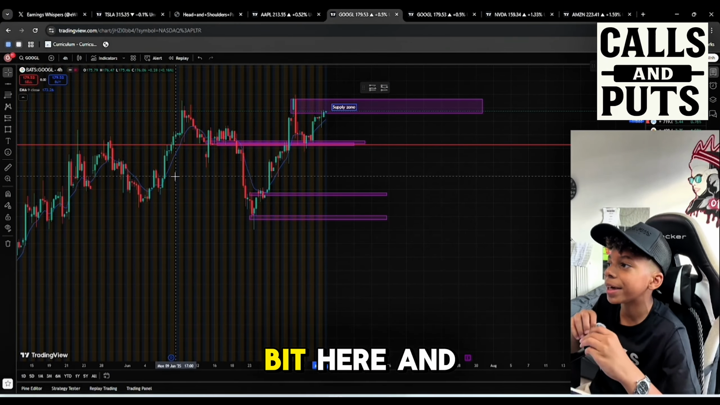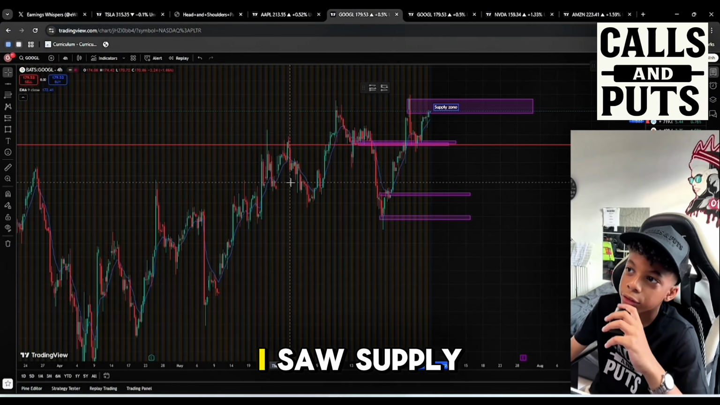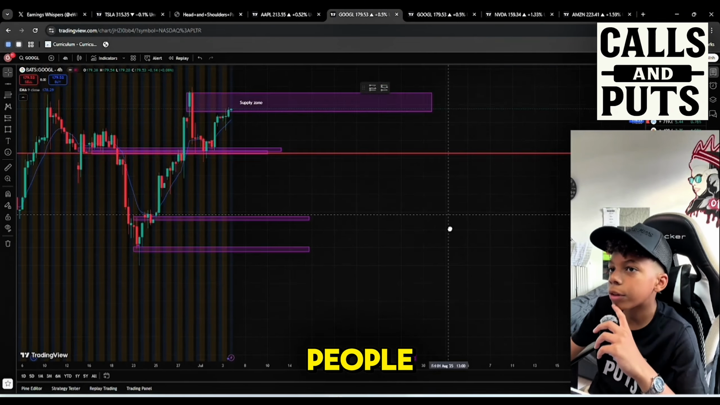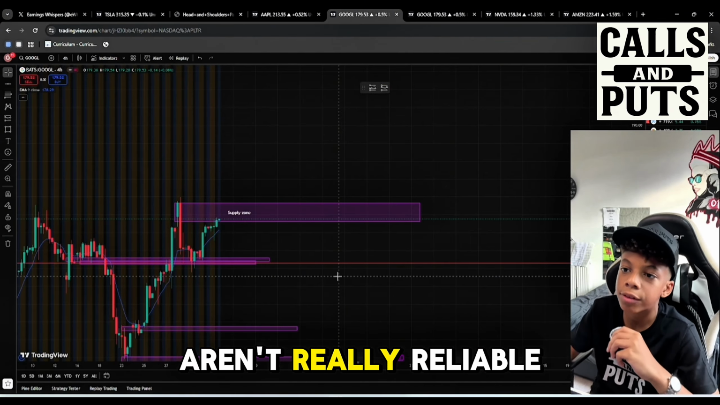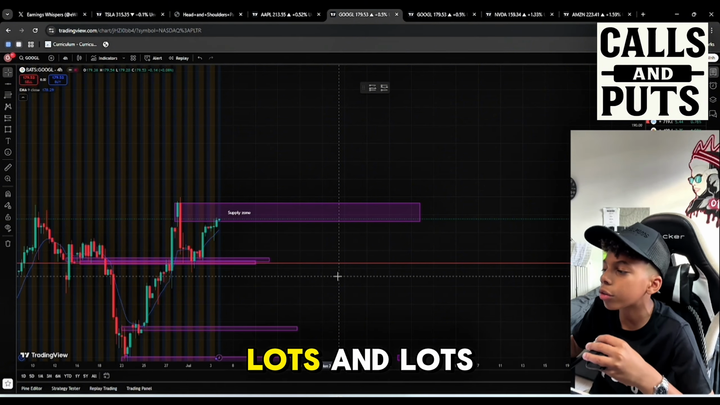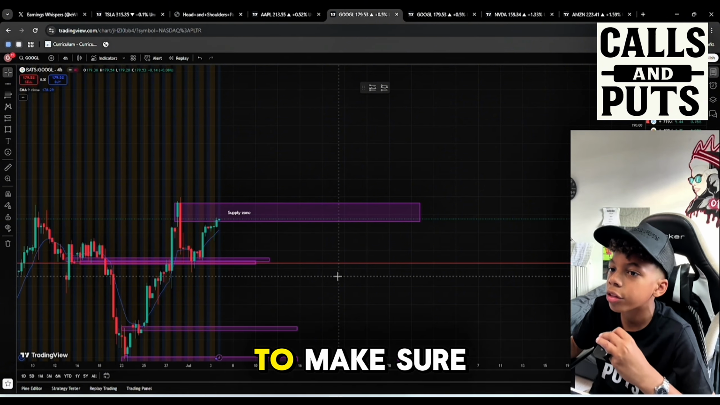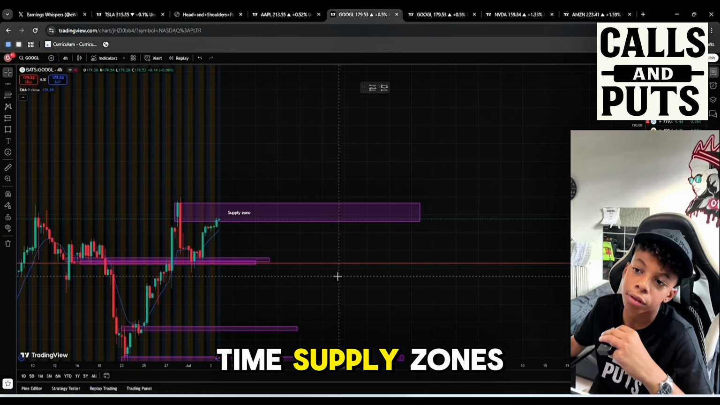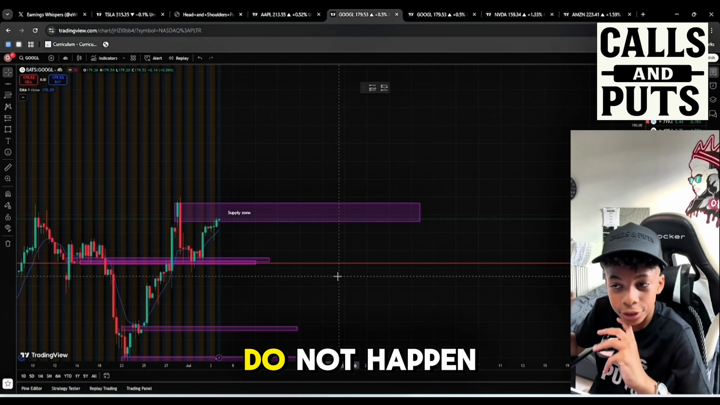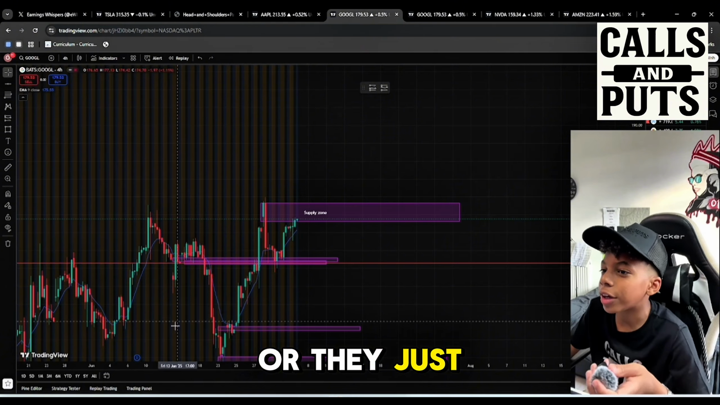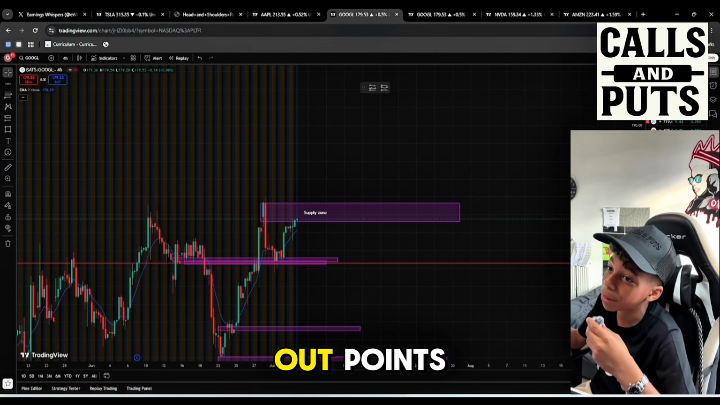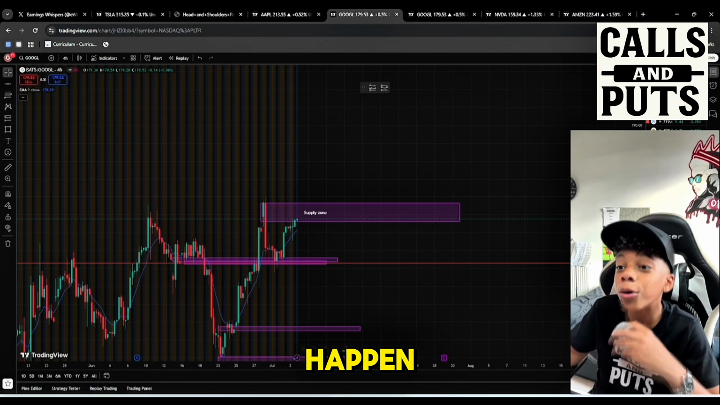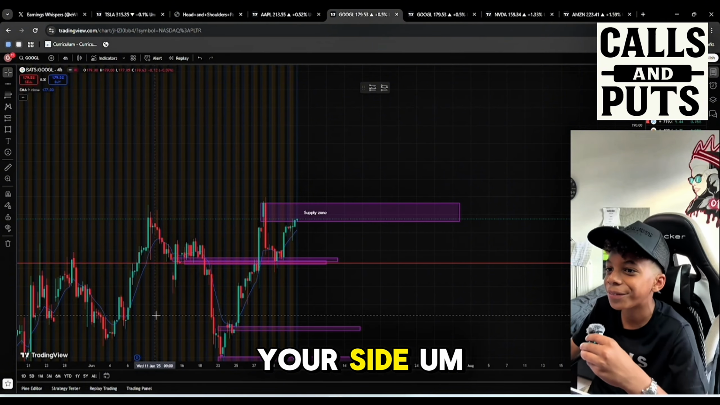Google's a little bit here and there for me. I saw a supply zone, but some people know that supply zones aren't really reliable. You're going to need lots of confirmations to make sure the trade is going to go to your side. Most of the time, supply zones do not happen, or they just turn into resistance, or they turn into a breakout point. So many different options can happen, or maybe it could go to your side.